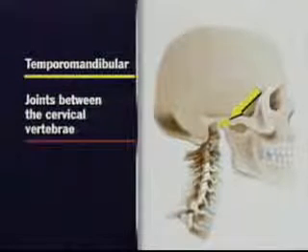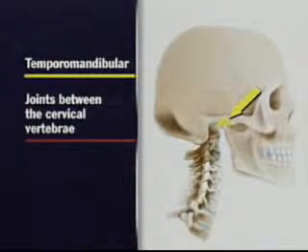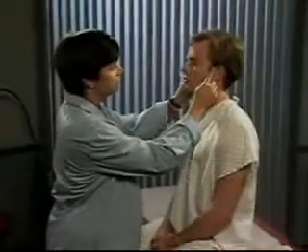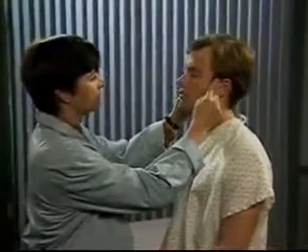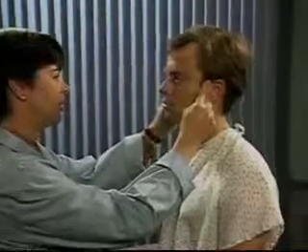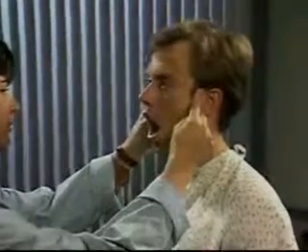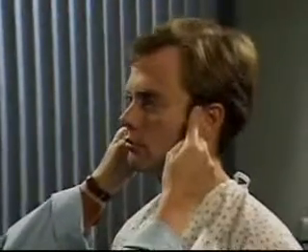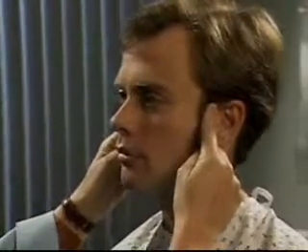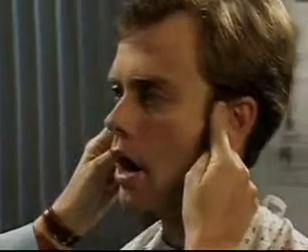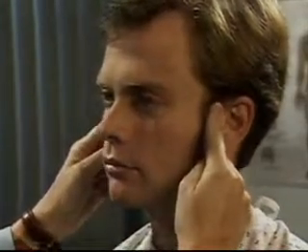Begin the exam by assessing the temporomandibular joint. Place the tip of your index finger in front of the tragus of each ear. Then ask the patient to open and close his mouth. Observe the movement of the jaw, feel for swelling, and note any tenderness or crepitus.